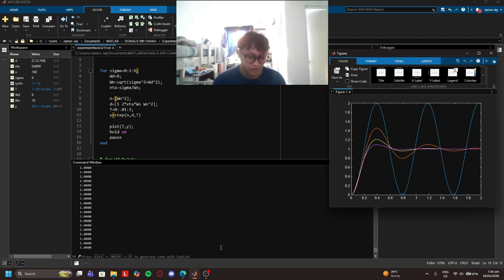Third, adding zeros and poles can significantly change system performance, so their placement is very important in design. And lastly, simulations are very helpful, but it's important to understand the theory behind them to properly interpret the results.